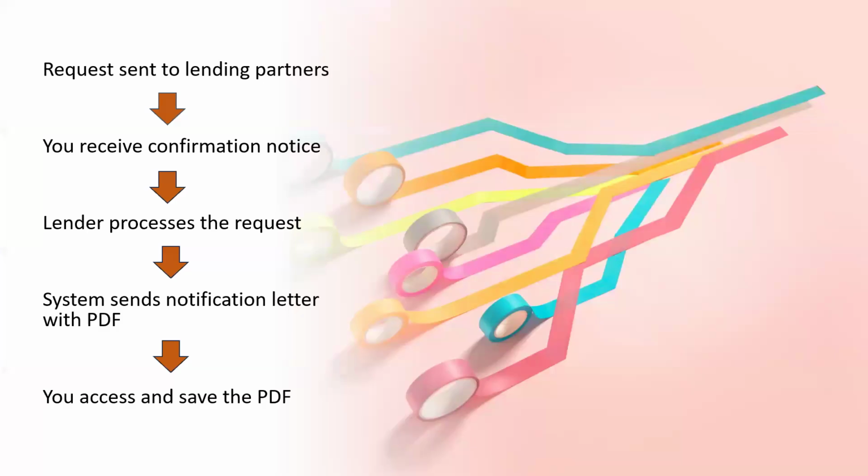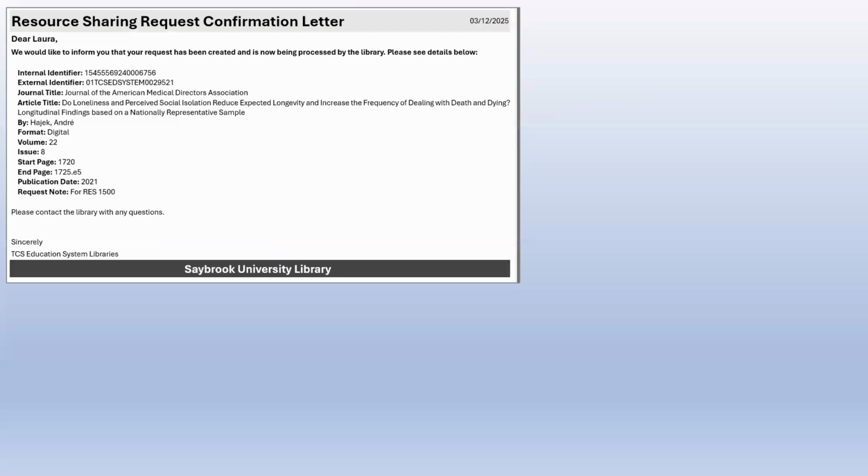What happens once you submit your request? Well, a series of steps are put in place. The request gets sent to our lending partners. You receive a confirmation notice to your email. The lender then processes the request. When it's ready, the system will send a notification letter with a PDF to the Saybrook email for you to access and save. Let's see what this looks like.